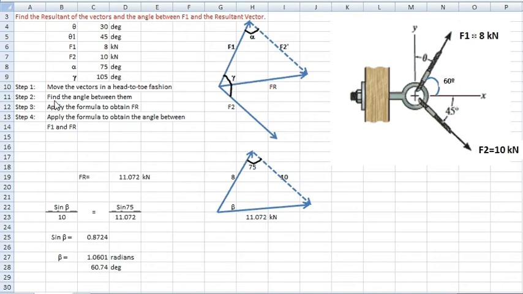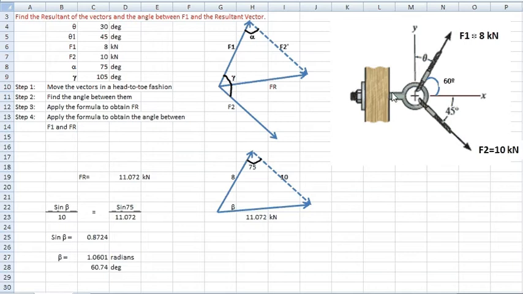Hello, today we'll try to solve a statics problem using Excel. The question is very simple. Find the resultant of the vectors and the angle between F1 and the resultant vector. You have two vectors, F1 equals 8 kilonewton, F2 equals 10 kilonewton, and we need to find the resultant and the angle that the resultant makes with F1.